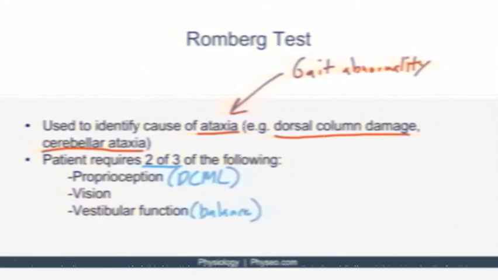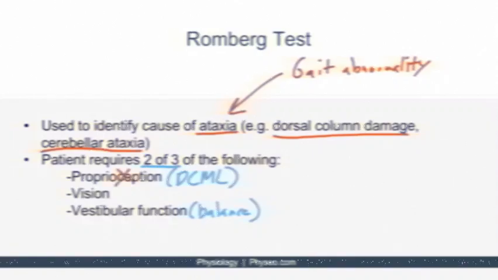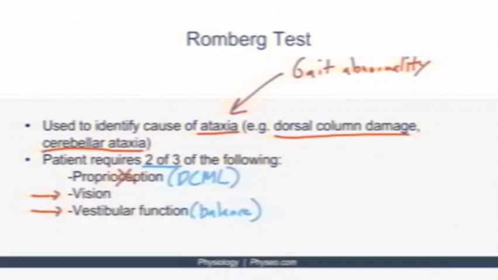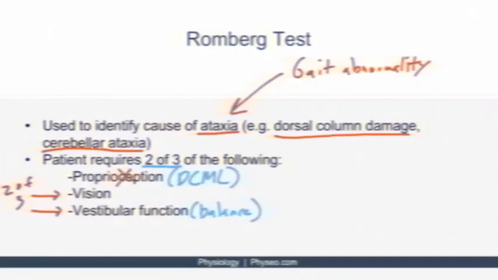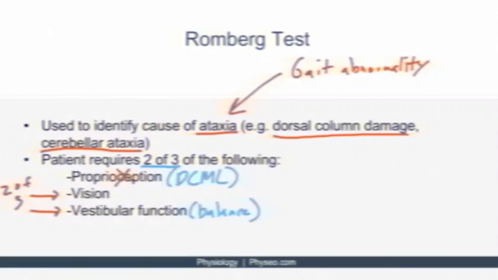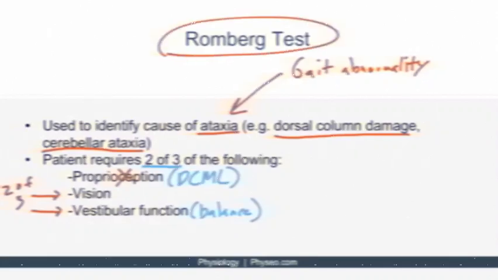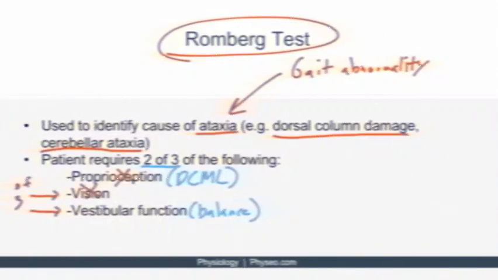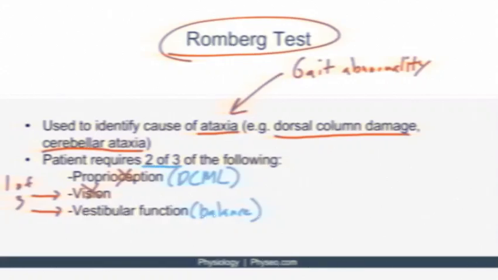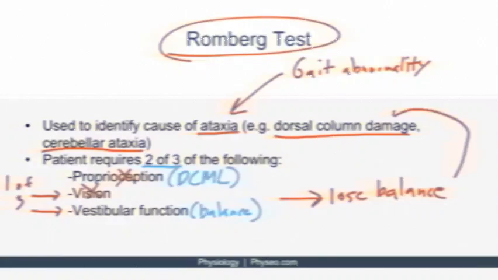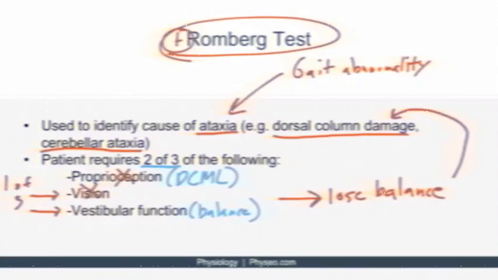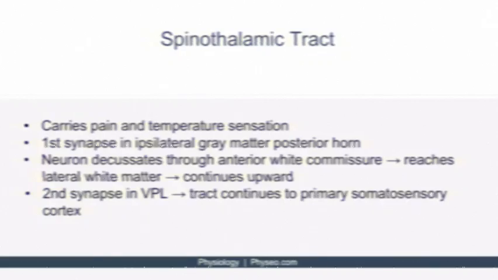And if they lose one of those, let's say proprioception, then when they're walking around, they have vision and vestibular function, which means that they can walk totally normal because they have 2 of the 3. However, if you ask them to close their eyes, which is what the Romberg test is, if you ask them to close their eyes while standing still, then they have essentially lost their vision, which means they only have 1 of the 3. And this means that this patient will lose balance. And if this happens, then you know, okay, they have obviously damaged the dorsal column because they have a positive Romberg's test.